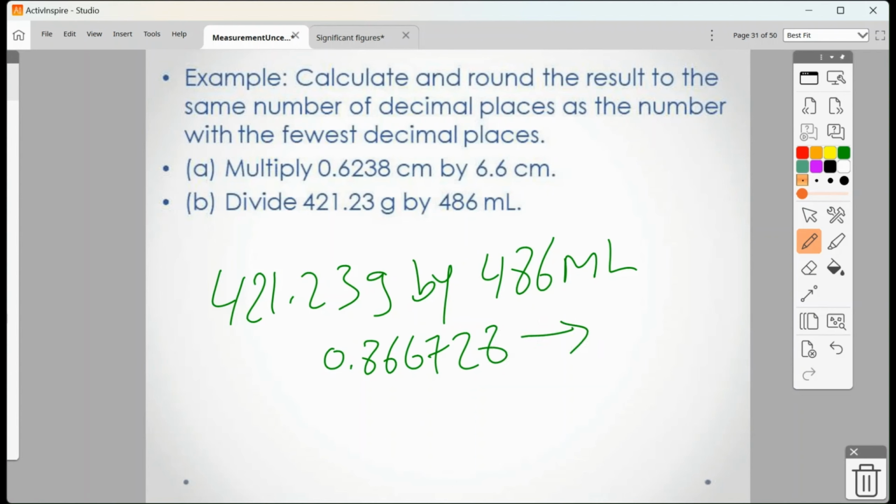Our answer should have the same number of significant figures as the number with the least significant figures, which is 3 significant figures. Our answer should stop here. What about this number? It's greater than 5, so I'm going to round. The answer is 0.867. This is the answer.